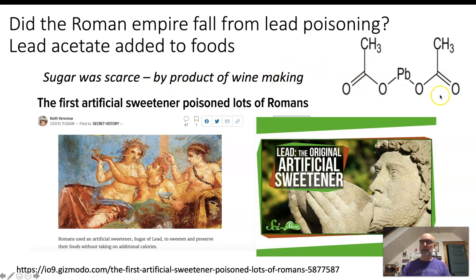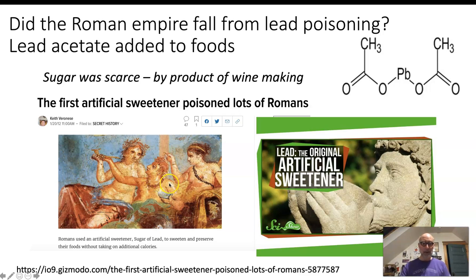And lead acetate chemically looks like this. So here's a lead atom. Here's some oxygen atoms. And here are some organic groups. That's a carbon and 3 hydrogens. So this is the lead acetate molecule here. It's an organic molecule carrying a metal, and that's a way to get lead into the human body. The fact that it tasted sweet led some people to speculate that lead was actually the first artificial sweetener, and the Romans were the first to use it.